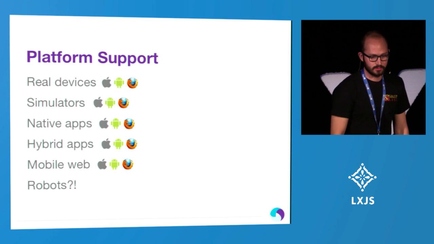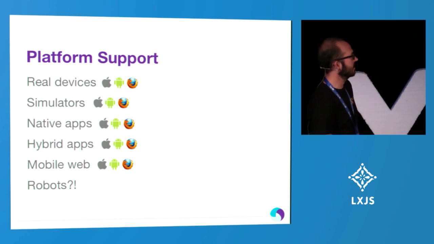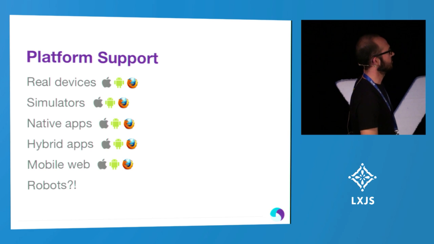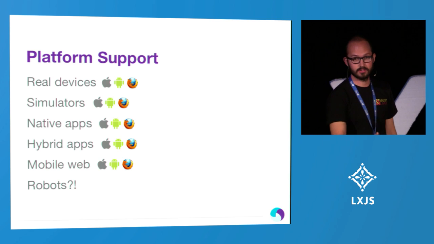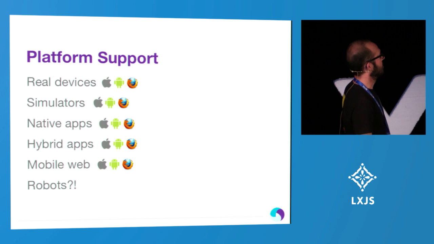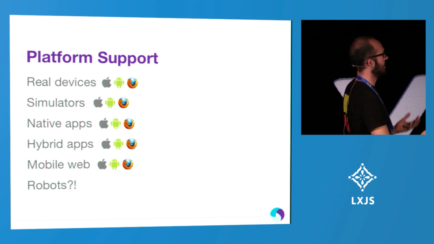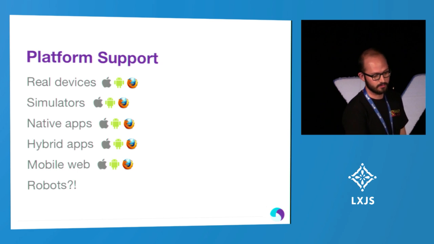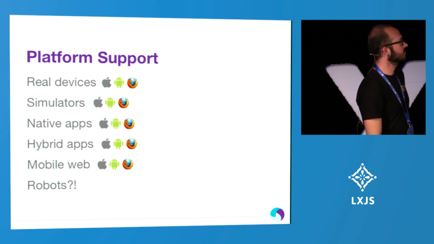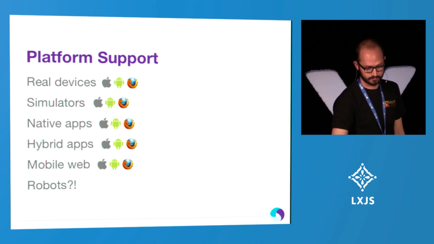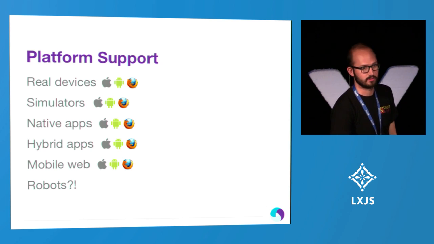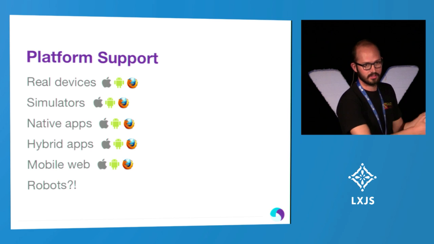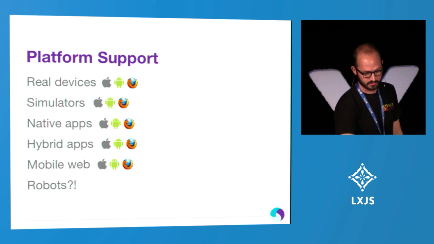So this is what Appium supports today. You can automate your apps using real devices, which I have a video of later in the presentation. You can use simulators and emulators, as you saw in the demo. You can test native apps, hybrid apps like PhoneGap apps, and then again, mobile web apps. And the platforms we support are iOS, Android, and Firefox OS. And then you can actually drive Appium using a robot too if you want to have physical automation of your mobile apps.